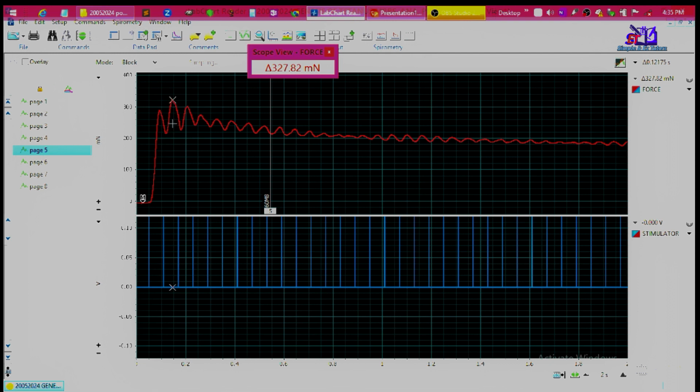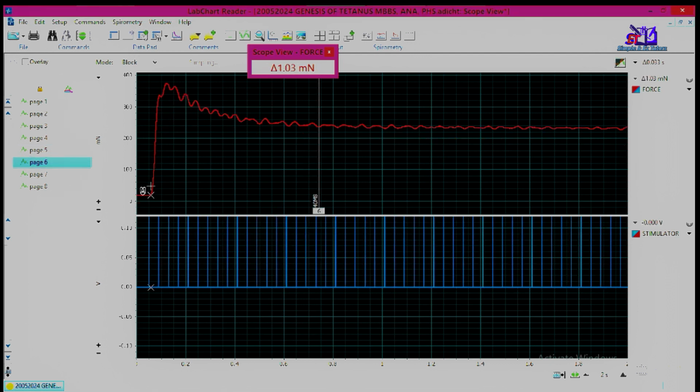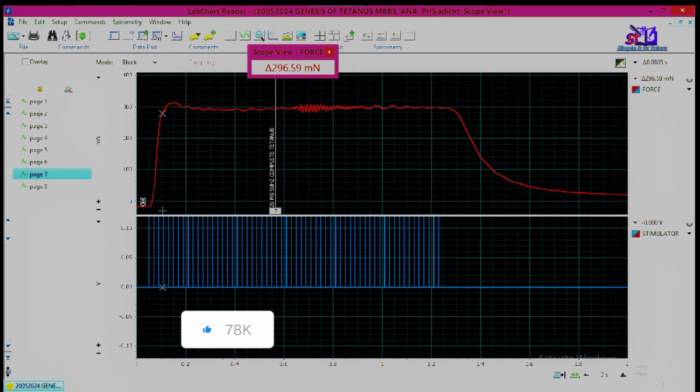Next page, the highest value here is 327.82. Next page, for 40 milliseconds, we have the highest peak here, 355.44 millinewton.